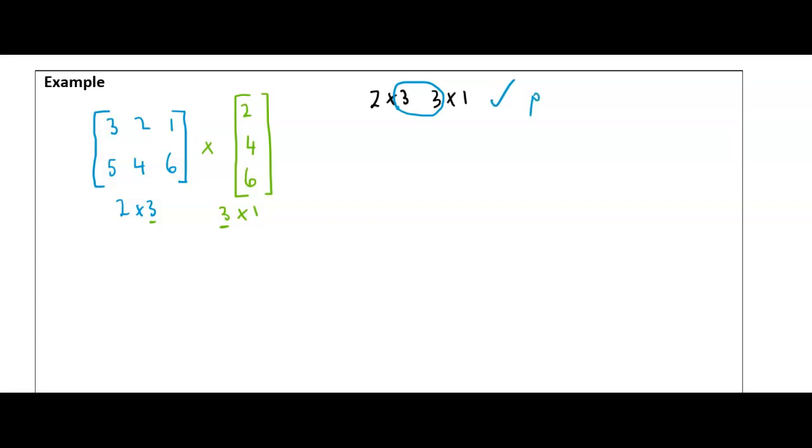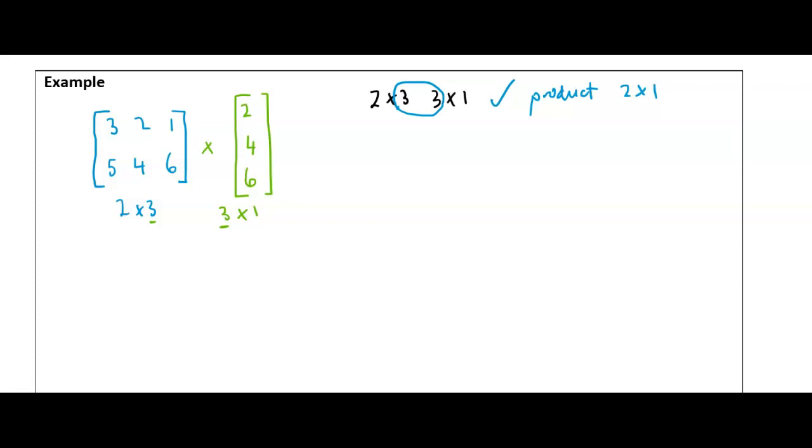Now, your product matrix, what we get when we multiply these 2 matrices together, the order is going to be whatever numbers are left on the outside. It's going to be a 2 by 1 matrix. Okay, so we can take the product of that.